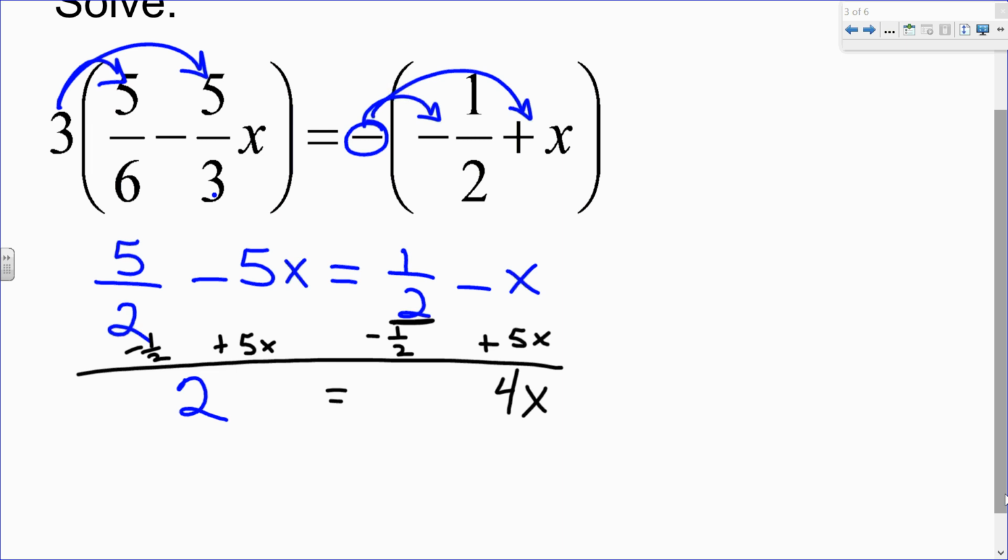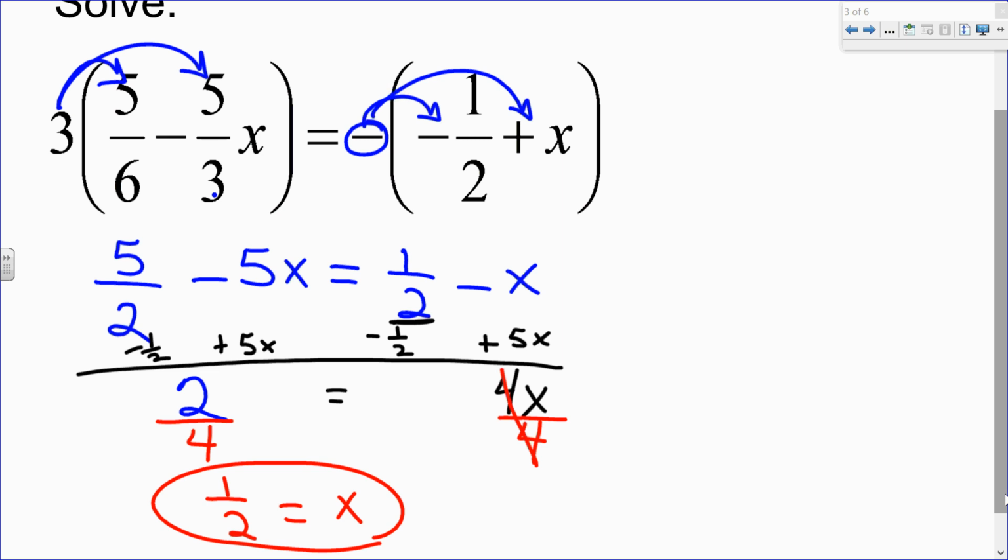We have to be careful here. We have 4x and we want just x, so we need to divide both sides by 4, so that's 1x. When we divide this side by 4, we get a half as our answer for x. So be sure you're careful on that. Don't try to jump to mental math. Make sure you're really thinking through the steps on it.